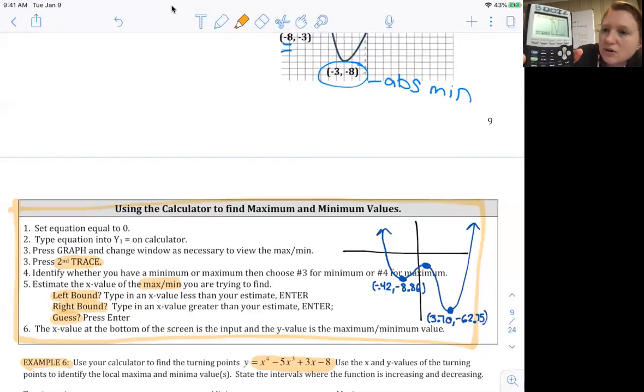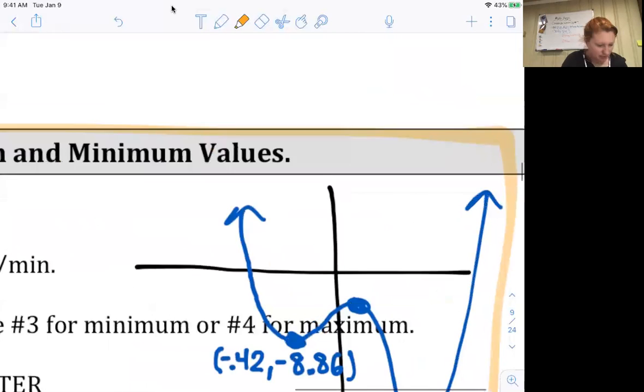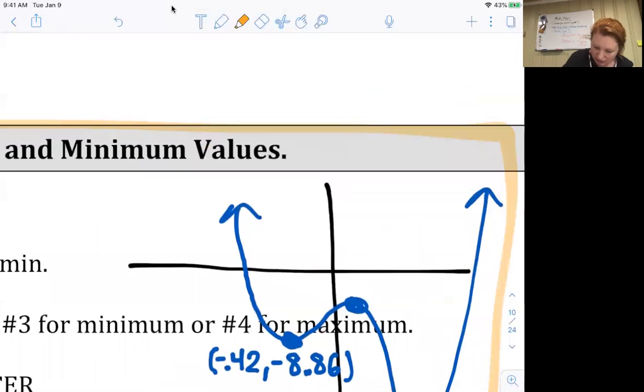So somewhere over here, and there's lots of enters you could press. You don't have to have your spot in the exact spot as mine. And then my guess, somewhere near the top, I hit enter. Then my calculator does it for me. And my maximum is at 0.48.